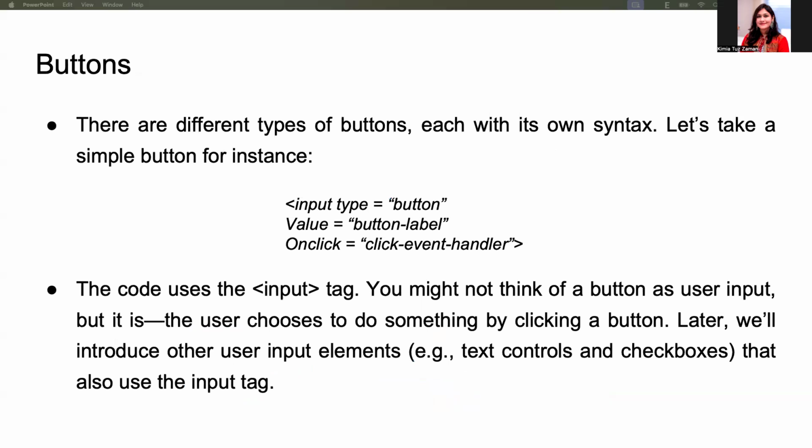This example shows how a simple button is created using the input tag. The type equals button attribute specifies that it's a clickable button. The value attribute sets the text label on the button, and the onclick attribute connects the button to a JavaScript event handler function. Even though we often think of buttons as just clickable elements, they are indeed a form of user input since the user is choosing to trigger an action. Later, we will look at other input elements like text boxes and checkboxes that also use the input tag.